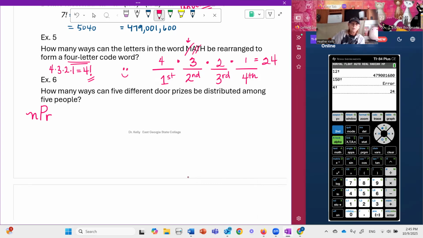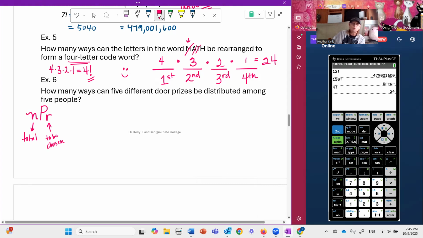Okay. So this is the total. N is the total of choices that you have, and R is what you're going after to be chosen. So if we're going to put it in that term here, I'm going to erase my smiley face because I didn't have enough room here.